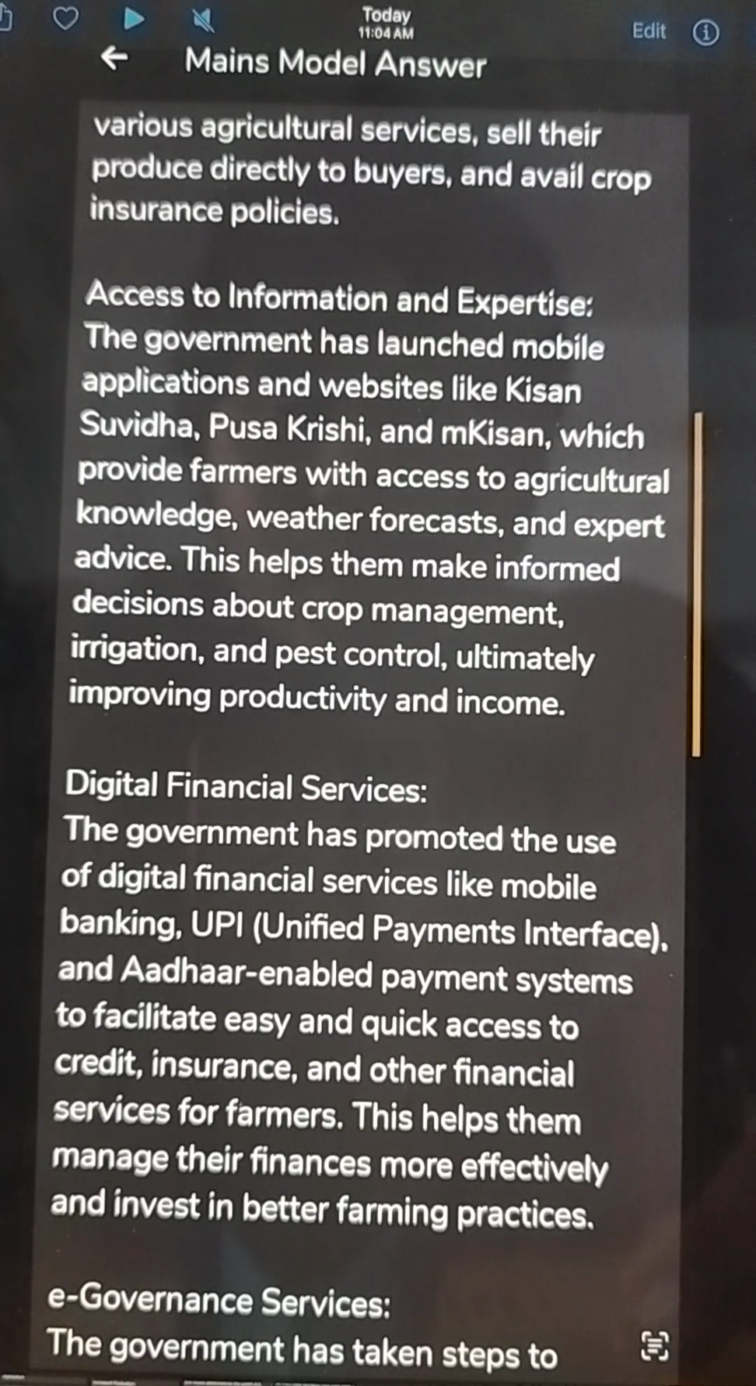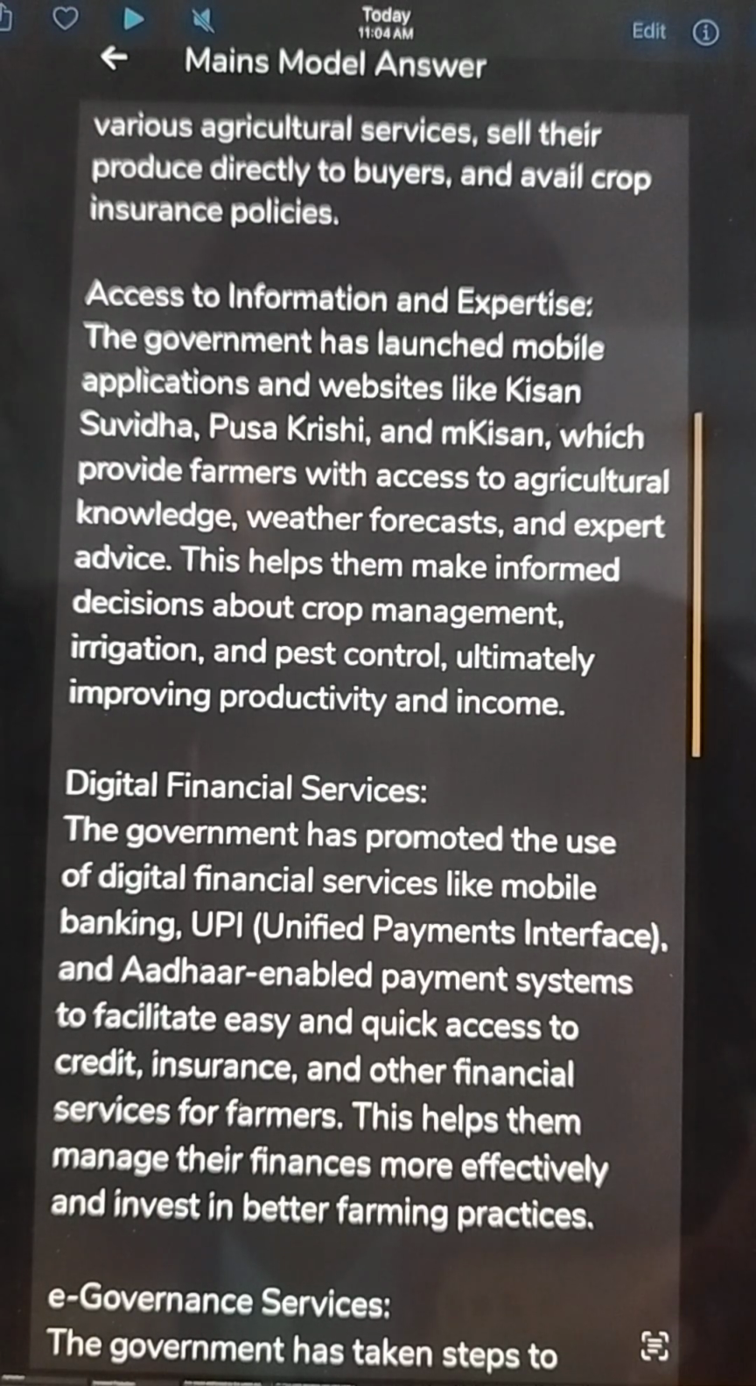Then comes access to information and expertise. The government has launched mobile applications and websites like Kisan Suvidha, Pusa Krishi, and mKisan, which provide farmers with access to agriculture knowledge, weather forecasts, and expert advice. This helps them make informed decisions about crop management, irrigation, and pest control, ultimately improving productivity and income.